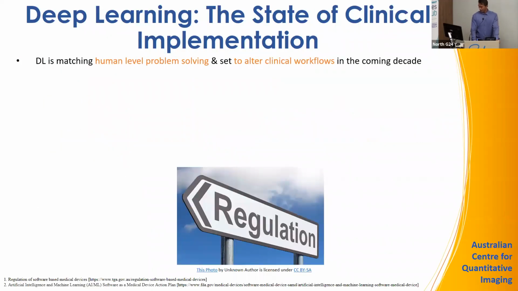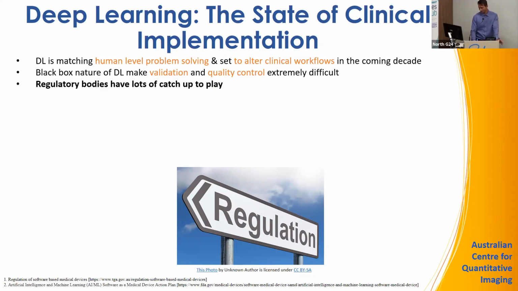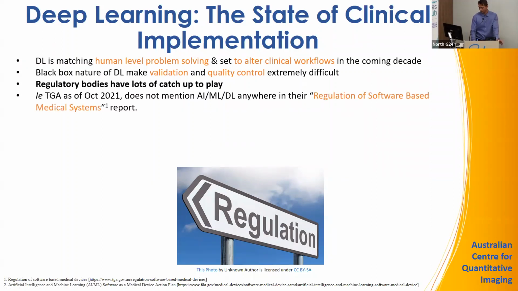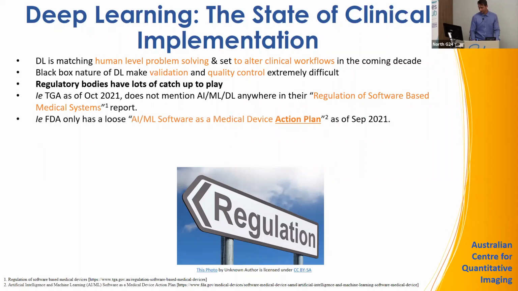Okay, so what are some considerations for clinical implementations of deep learning models? Well, we know that deep learning is matching human levels of problem solving and is set to alter the clinical workflow in the coming decade. But the black box nature makes validation and quality control extremely difficult, and so regulatory bodies have a lot of catching up to do. For example, the TGA, as of October 2021, does not mention AI, machine learning, or deep learning anywhere in their regulation of software-based medical systems report. Similarly, the FDA only has a loose AI and machine learning software as a medical device action plan as of September 2021, but no concrete legislation.